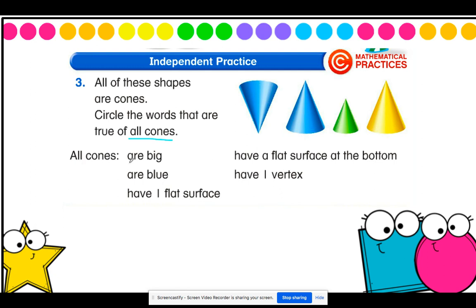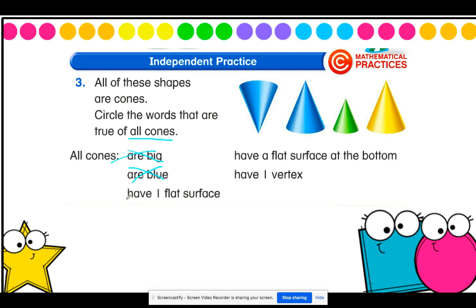All cones are big is the first one. Looking at all 4 of these, are all of these cones big? I don't think so, so I'm going to cross that clue out. The next one, hopping down here, it says are blue. Are all of these cones blue? Shout out your answer. I hope that you said no, they're not all blue, so I cross that out.